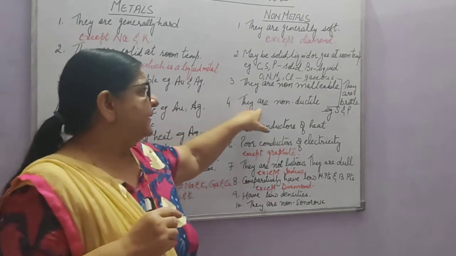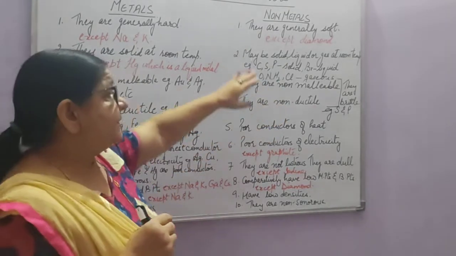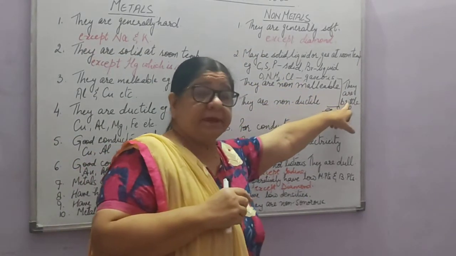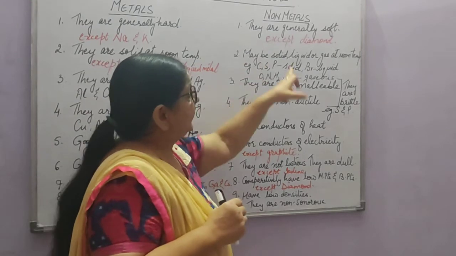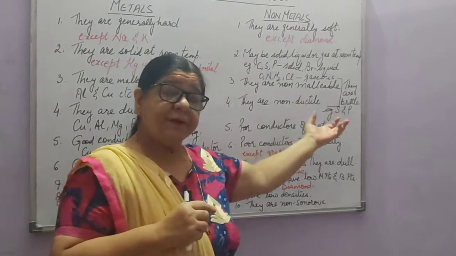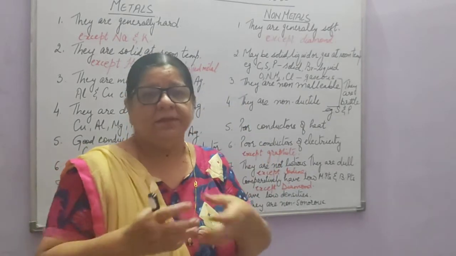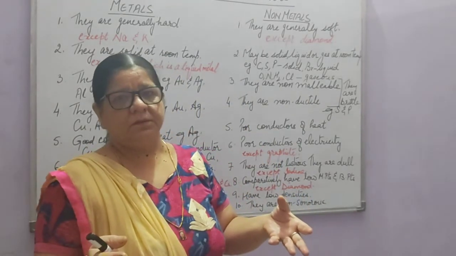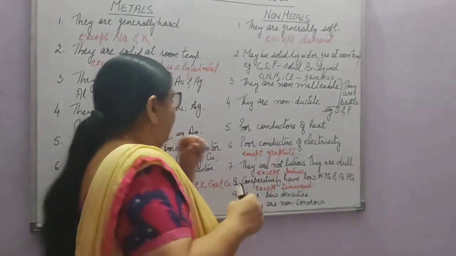While non-metals, they are non-malleable, non-ductile, but they are brittle. This is the property of non-metals, like sulfur and phosphorus. Brittle means when they are hammered, they break into pieces, right? So that is brittleness.